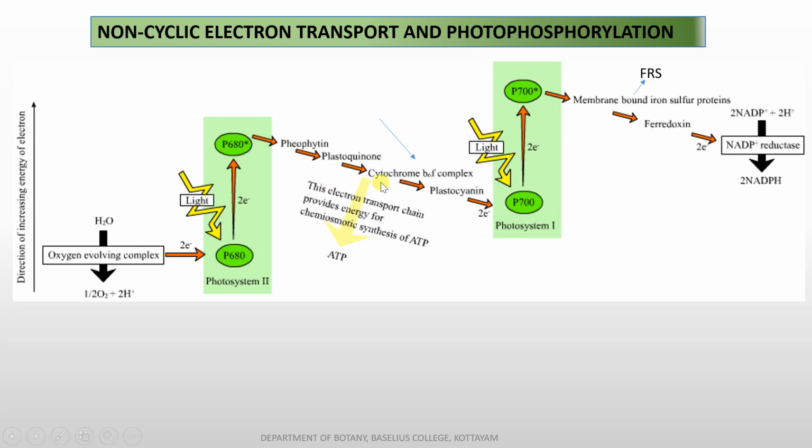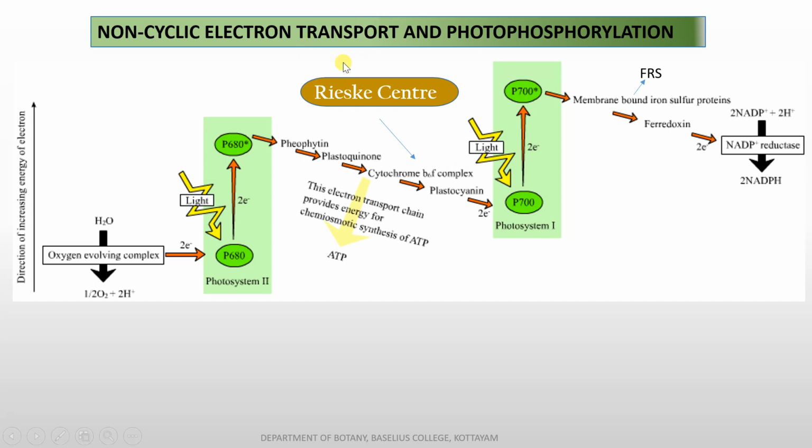Here the series of electron carriers consists of plastoquinone, cytochrome b6f complex and plastocyanin. Here the cytochrome b6f complex is termed the Rieske center. This is another name for the cytochrome b6f complex, so you should remember the term.